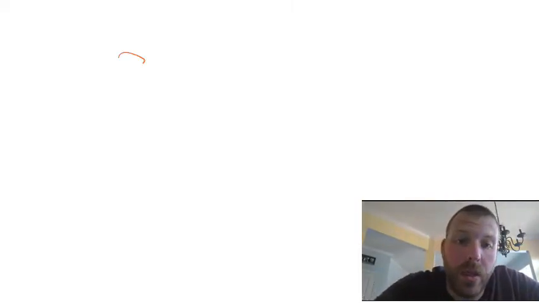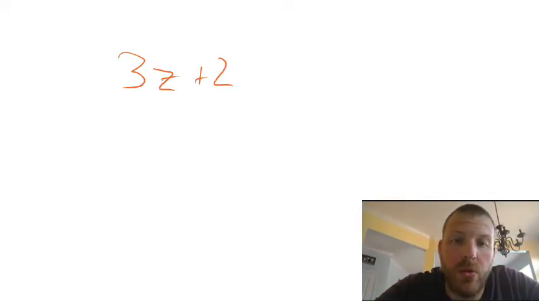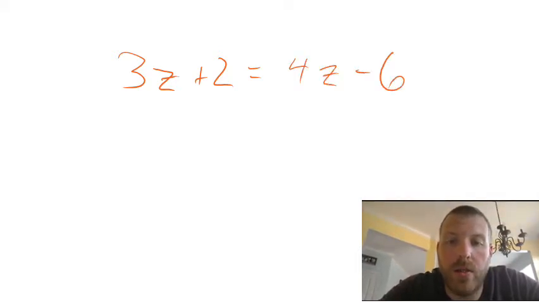Okay, so you guys have been solving equations that have variables on one side. So what we've got to do is solve variables on both sides. Let me give you an example: 3z + 2 = 4z - 6.